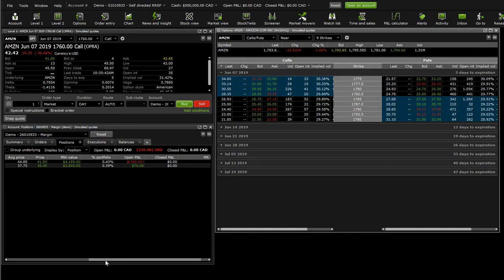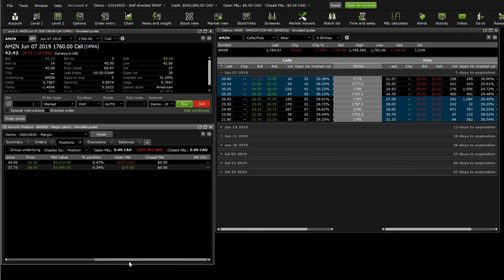All of these have a date on them. The ones we just bought for Amazon were June 7th, I believe. Yeah, June 7th. We're 5 days away from that right now. This data is a bit delayed, so it's not going to be completely accurate. I think it's from Friday.